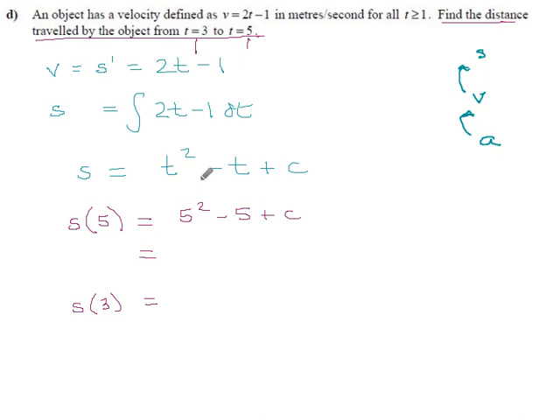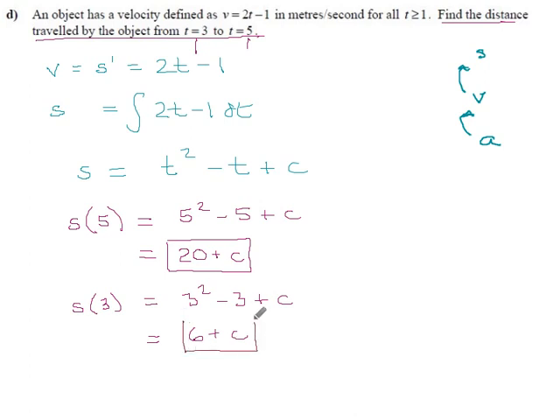5 squared is 25. Take away 5, you get 20. So our position after 5 seconds is 20 plus c. In other words, 20 meters north or to the right of our starting point. After 3 seconds, we go back to our position function. We get 3 squared minus 3 plus c equals 9 minus 3 is 6 plus c. So those are our positions at 5 seconds and at 3 seconds.